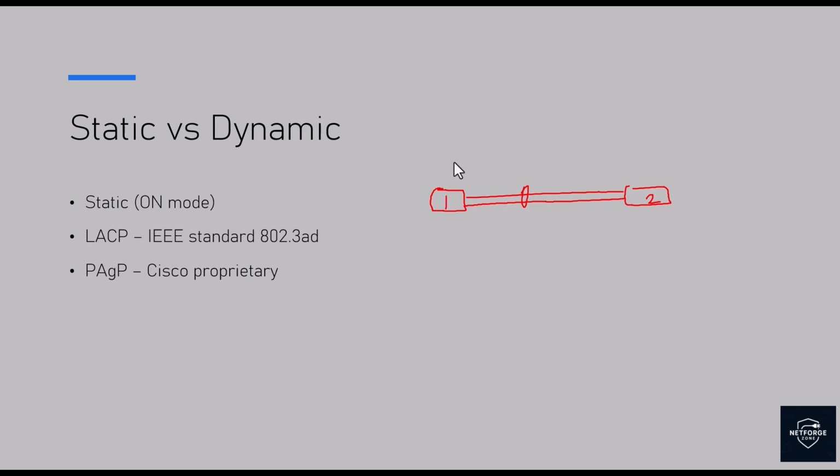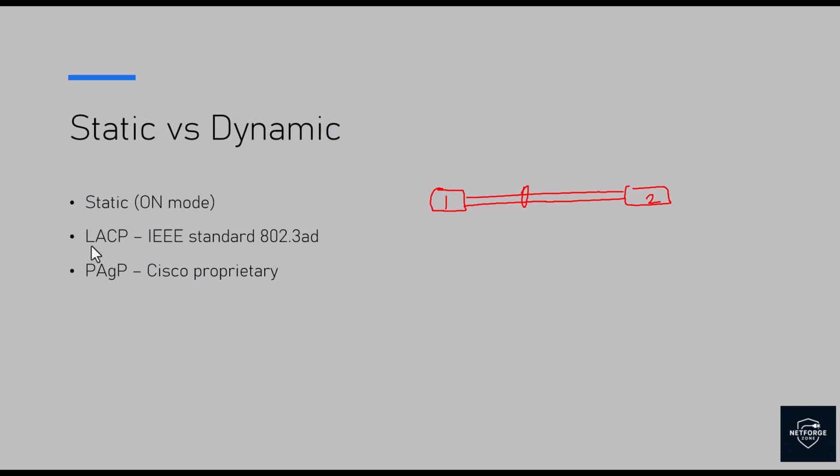So we want to have kind of a negotiation. In this case, what you are going to do is to use dynamic link aggregation. In dynamic link aggregation, you talk to the other side. And there are different modes that I'm going to speak about, but two actual protocols are in place.